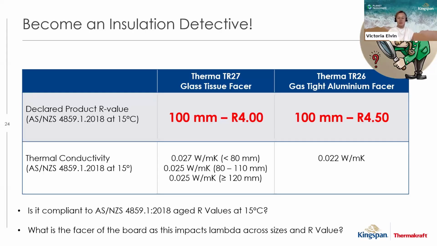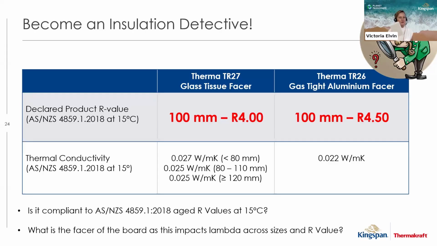So at 15 degrees, that's the R value that we're looking at. If the data sheet says 23 degrees, I'm now looking at how this board will perform in Australia. It doesn't mean it's going to perform the same in New Zealand, and the R value will not be the same in New Zealand. If it says 10 degrees on my data sheet, that is not the temperature at which it will work in New Zealand. That is the temperature at which that board will perform in the UK. So I need to see 15 degrees, and I need to see an aged value.